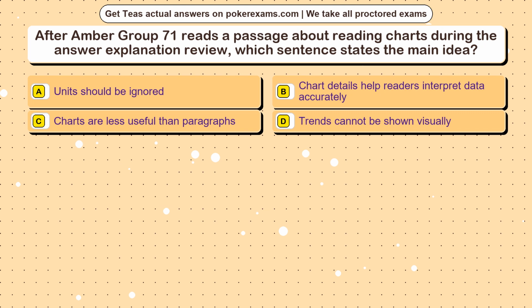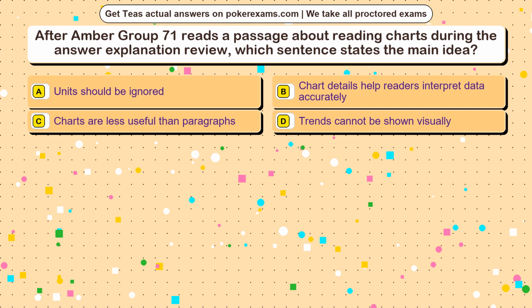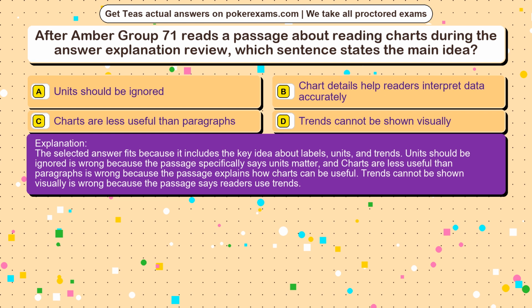Question 1. After Amber Group 71 reads a passage about reading charts during the answer explanation review, which sentence states the main idea? Option A. Units should be ignored. Option B. Chart details help readers interpret data accurately. Option C. Charts are less useful than paragraphs. Option D. Trends cannot be shown visually. The correct answer is option. The selected answer fits because it includes the key idea about labels, units, and trends.